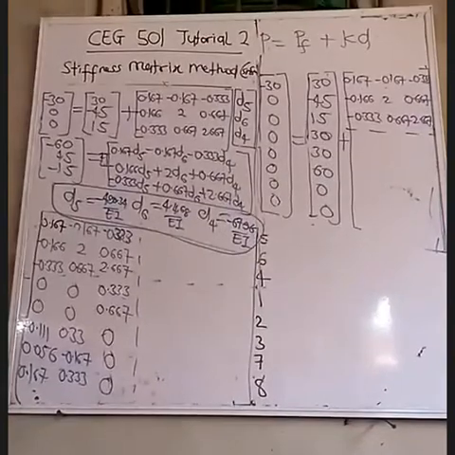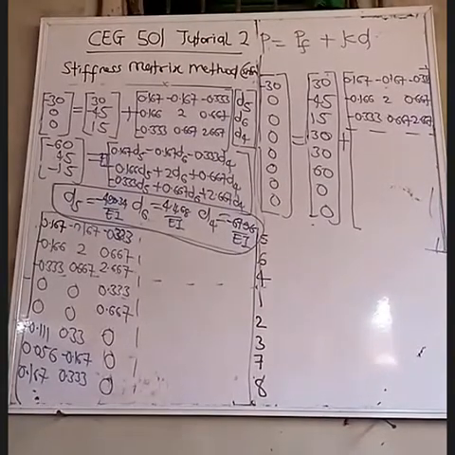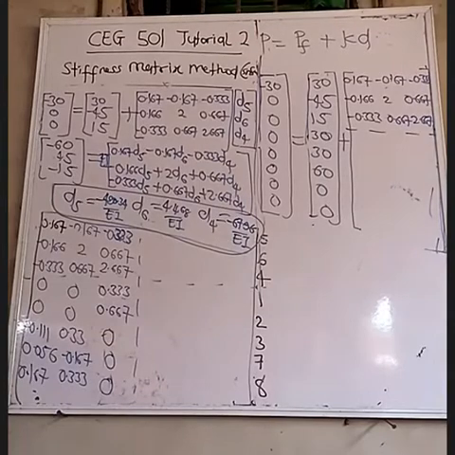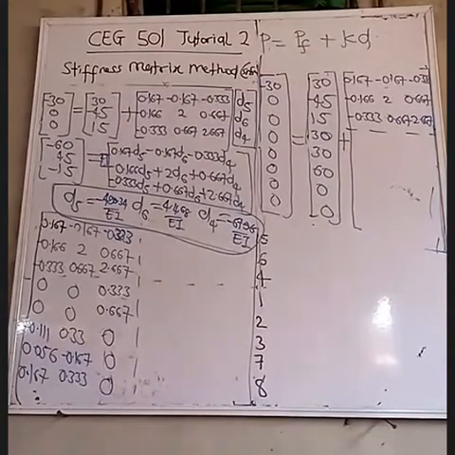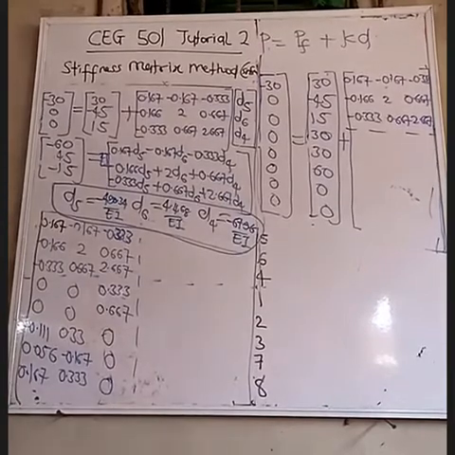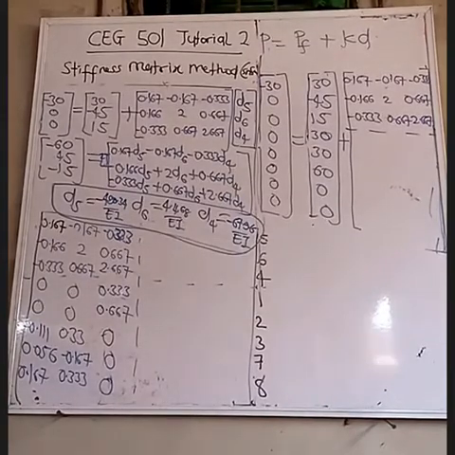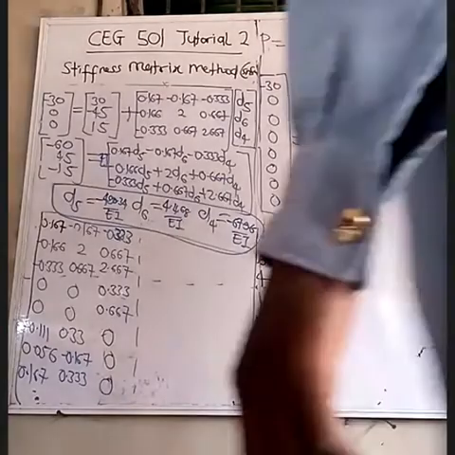For the second one, minus 0.166. B is 2. C is 0.667. D is 45. A is minus 0.333. B is 0.667. C is 2.667. Then D is minus 15. You're right, thank you. D is minus 15.